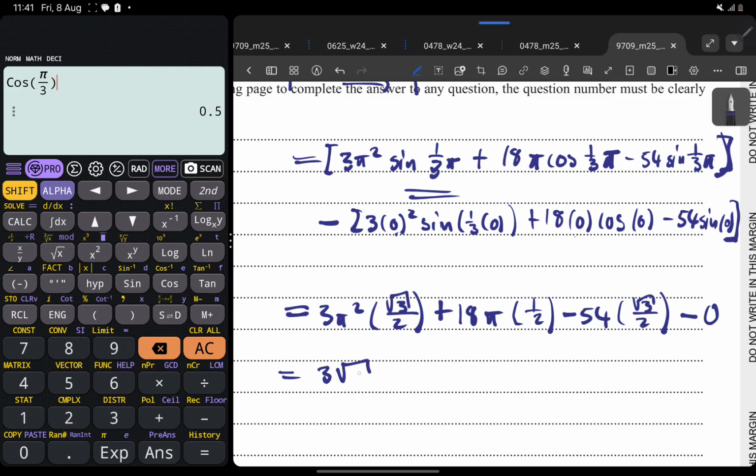So it becomes 3 root 3 over 2 of pi squared plus 2 times 18 becomes 9 of pi minus, this becomes 2 into 54. It should be 27, right? So minus 27 root 3. This minus 0, which is just like this. So here's your final solution. It should be this. Here's your final solution, and you would be done.